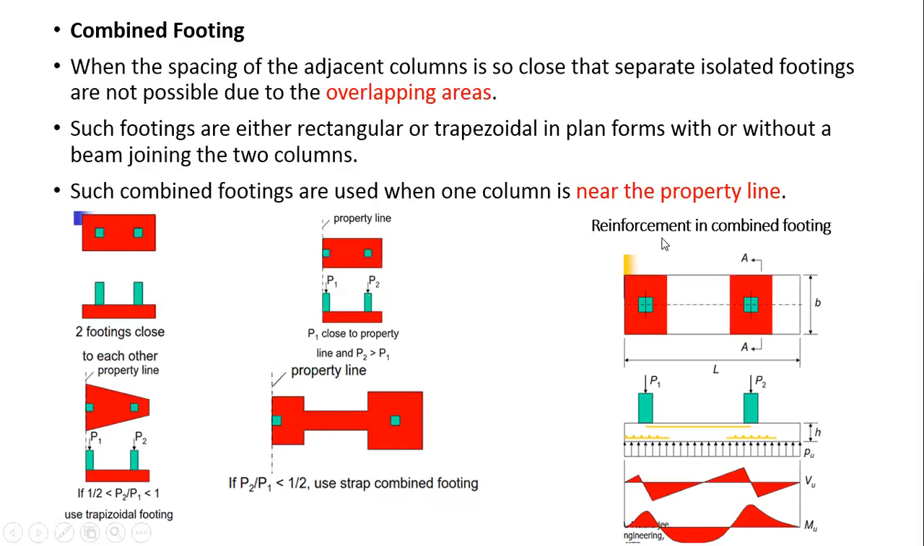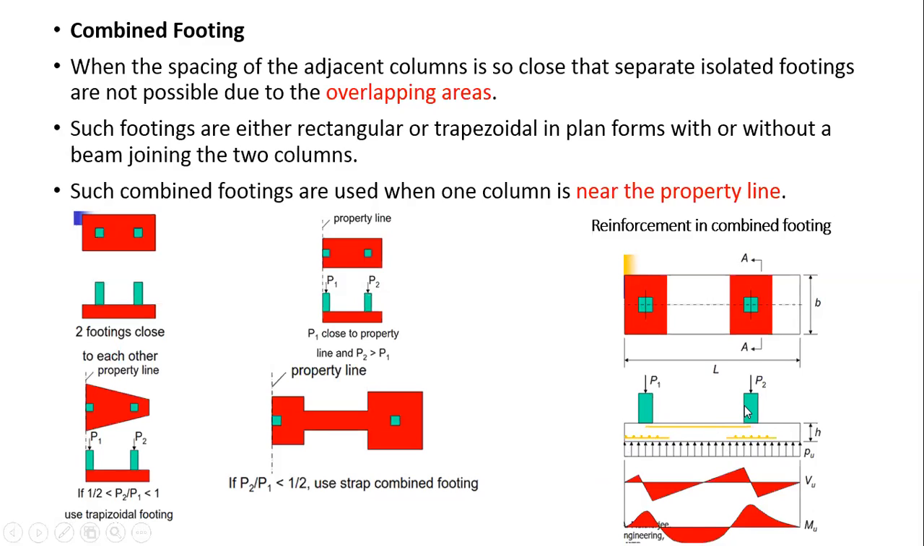Now, how to provide reinforcement in combined footing? Now, this is my one column here. This is my another column here. Okay. So if you see in the cross section, this is load P1 here. This is load P2 here. Now, under this load, the deflection of the footing will be in this direction. It is deflected down. So we have to provide steel here. Okay. Steel in this direction and steel in the perpendicular direction. Similarly, we have provided steel here.